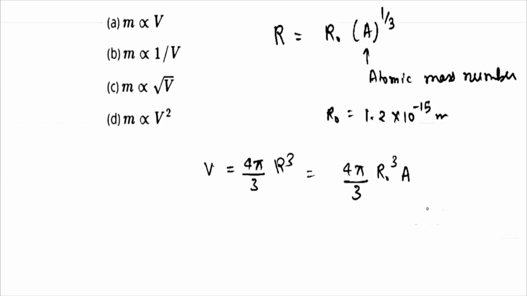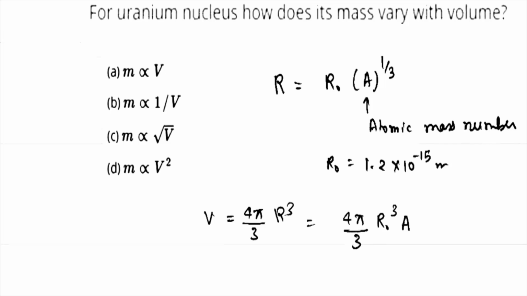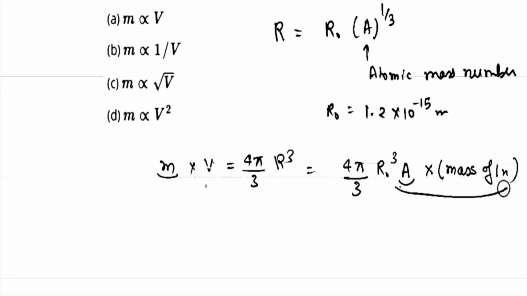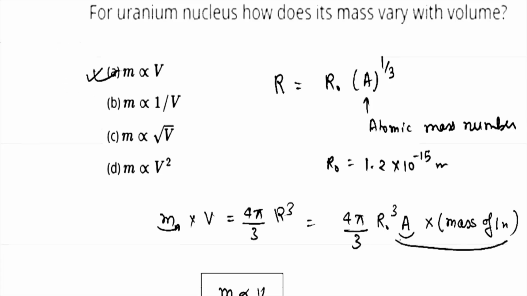Now you have to find out how the mass varies with the volume. Here we got the mass number. If you multiply by the mass of one nucleon, let's say I multiplied both sides with the mass of one nucleon, then you can see it's the total mass, and it is directly proportional to the volume, right? So you can see here A will be the correct option. Mass is proportional to the volume. Thank you.